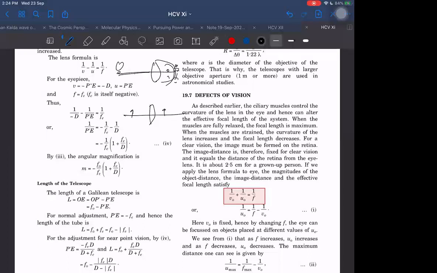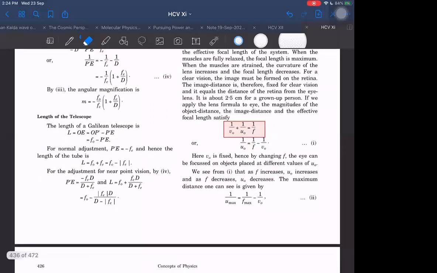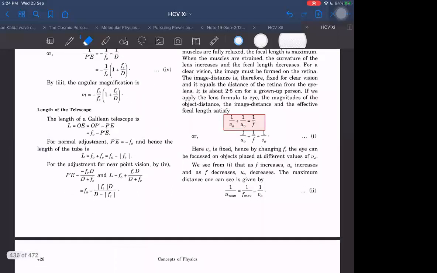Just learn a new formula: 1 by V naught plus 1 by U naught is equal to 1 by F, and then don't worry about sign ever and start putting just magnitude wise only. That is why we do that. But otherwise, if you want to put with proper sign, then we have to start with 1 by V minus 1 by U is equal to 1 by F. But magnitude wise, it is okay. Next.